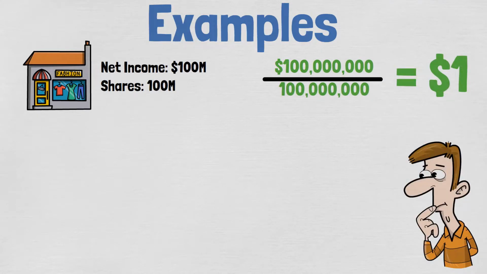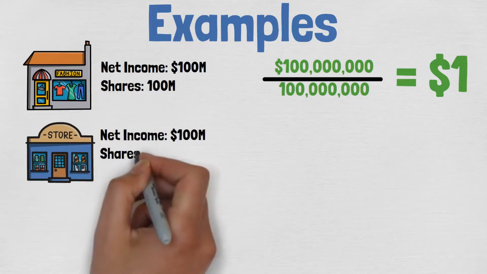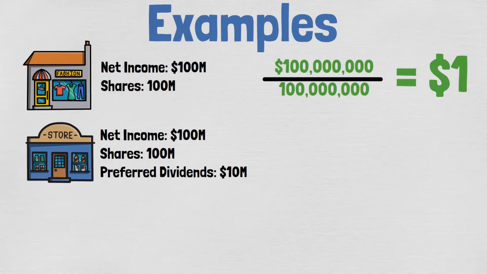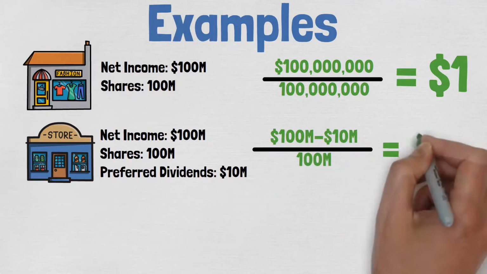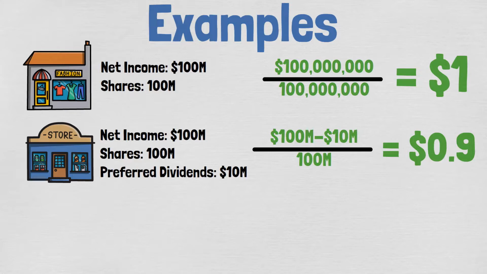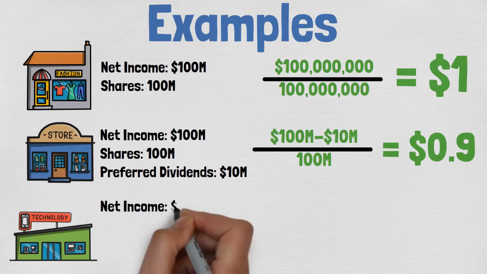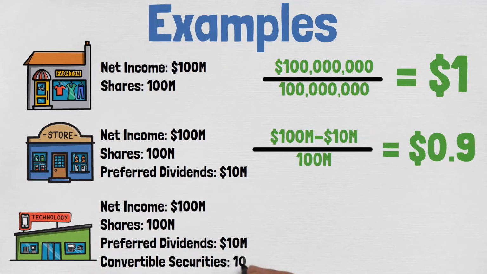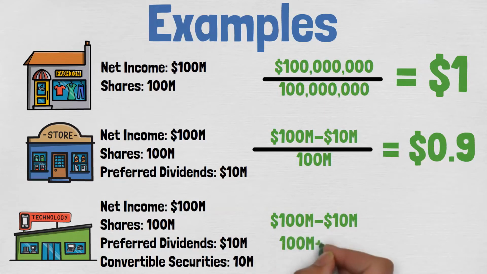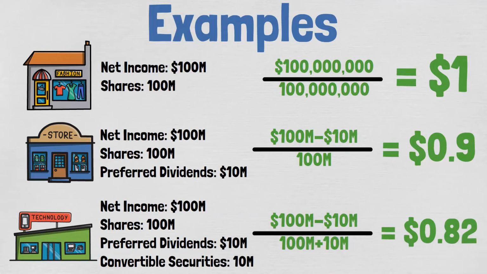Company B also has a net income of $100 million, but it pays $10 million dividends to preferred stocks. This company also has 100 million shares outstanding. The basic EPS is $0.9. Company C has a net income of $100 million, pays $10 million in dividends to preferred stocks, has 100 million shares outstanding, and also has 10 million convertible securities. The diluted EPS is $0.82.